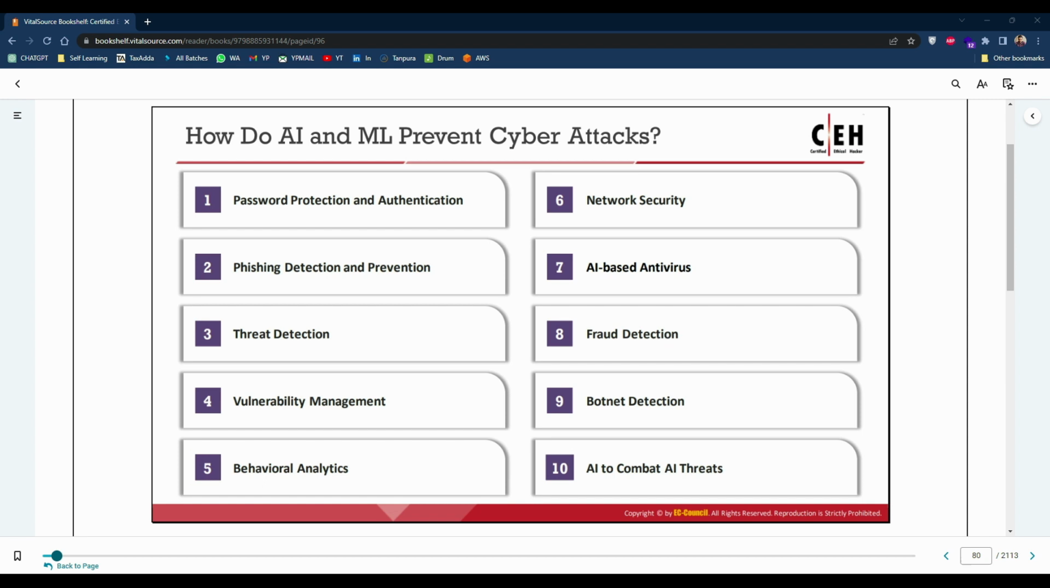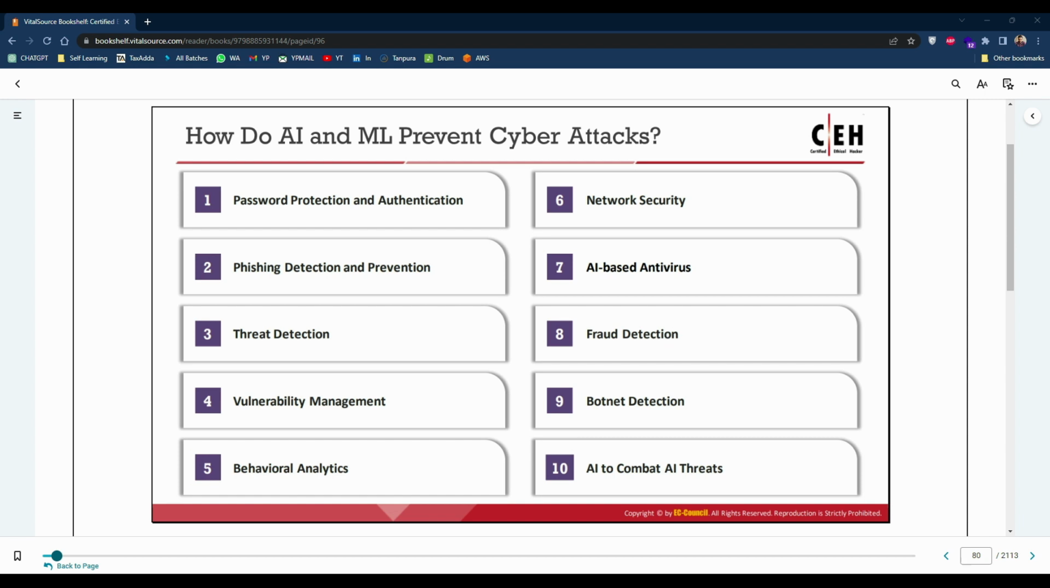So these are the basic important topics which we need to be careful about in how AI and ML prevent cyber attacks. So yeah, these are the basic bullet points. We will go into them in depth later, but for now we are just having an overview.